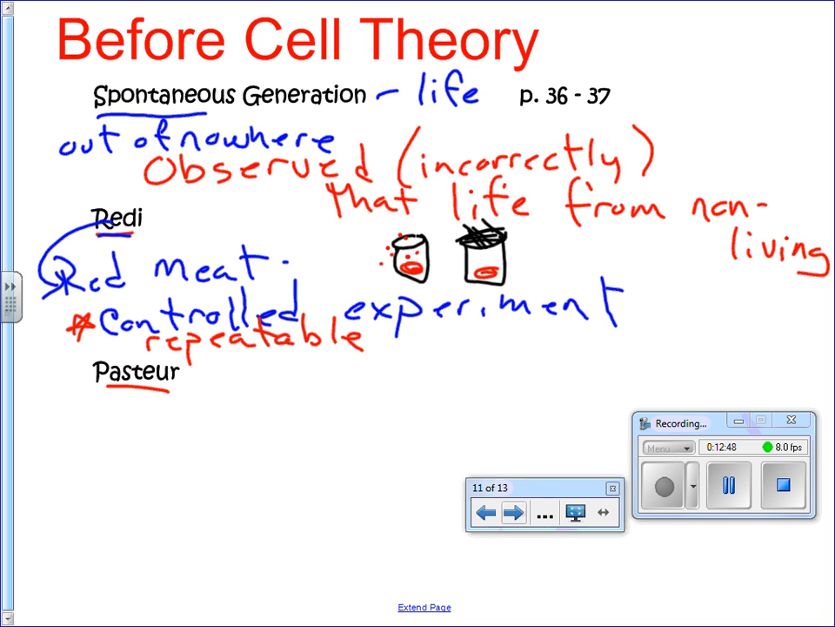And then Pasteur actually does something similar. And again, Redi, red meat. And so people were saying his favorite color was red. Redi was ready to experiment. Anyway, Pasteur. What did Louis Pasteur do?